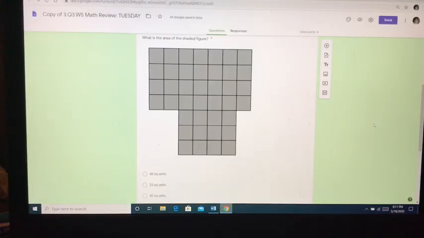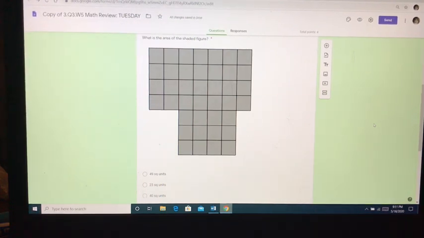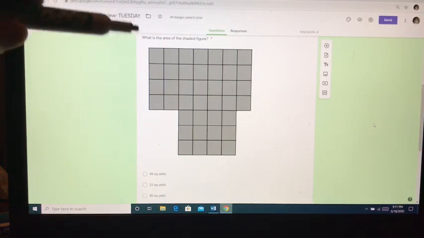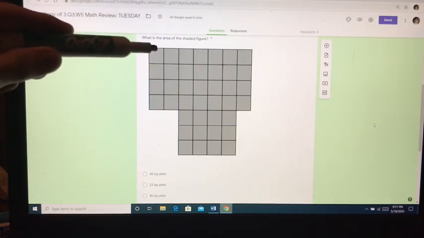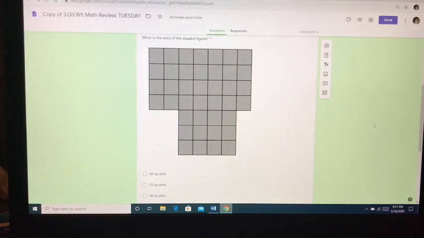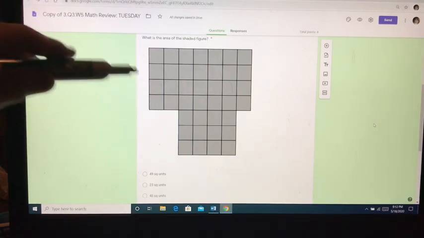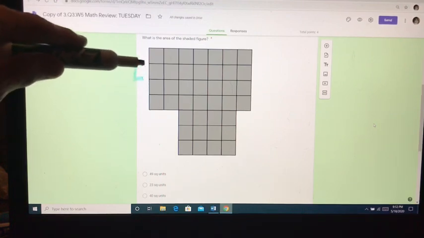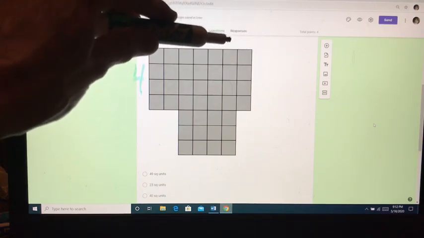The third problem says, what is the area of the shaded figure? So I have the word area, that's my key there. And my number is the square blocks inside. Area means the inside, so I can count all the little squares inside. I could also try to make it a little easier. I could count 1, 2, 3, 4 going down this way, and 1, 2, 3, 4, 5, 6, 7 going across the top.